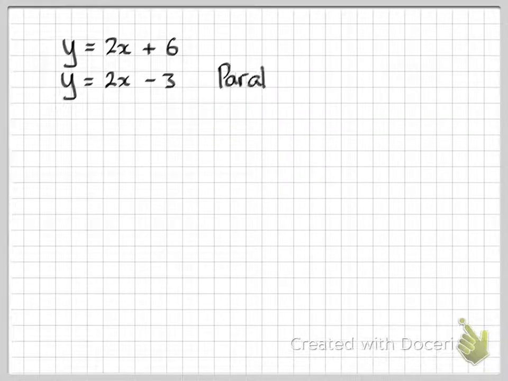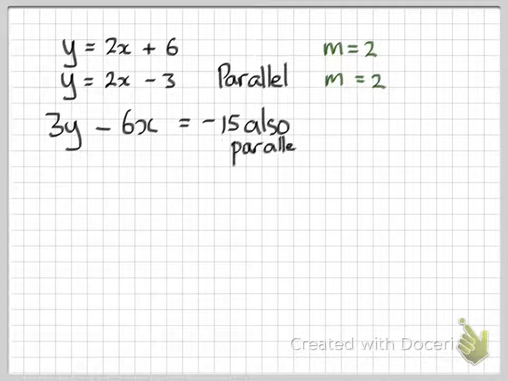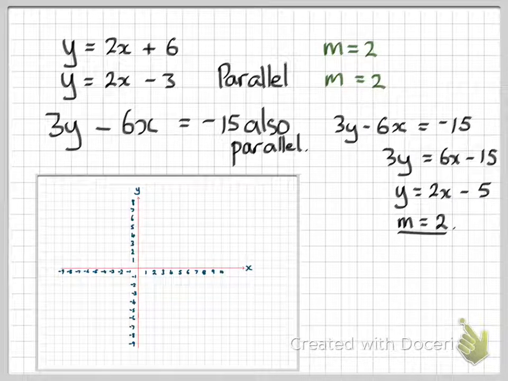Are they parallel? Have a look at the gradients. They both equal 2. What about 3y minus 6x equals 15? Is it parallel or not? It is also parallel. We need to check out the gradient. So we move the 6x to the other side of the equal sign and divide everything by 3, and we see that the gradient is also equal to 2.